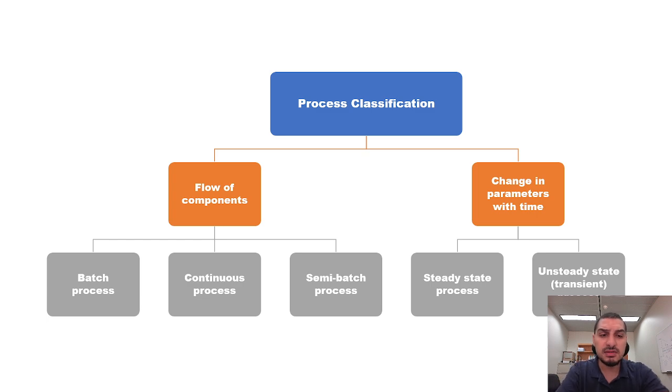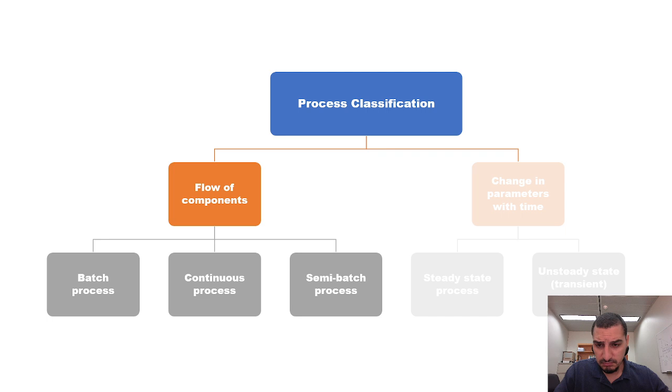And in this part, we want to focus on the nature of different processes. Not all the processes are the same, and we will see two ways of classifying the processes. One way is based on the flow of components, how the components flow, do they flow continuously or not, and the effect of time. Do the parameters change with time or not? So for the first thing, which is the flow of components, we have three types of processes. We have batch process, continuous process, and semi-batch process.